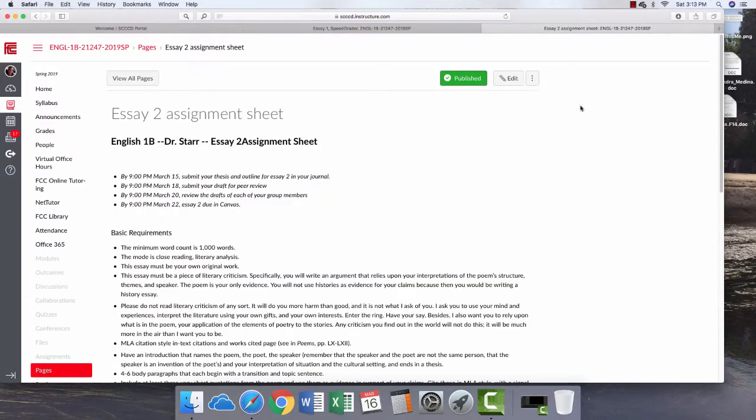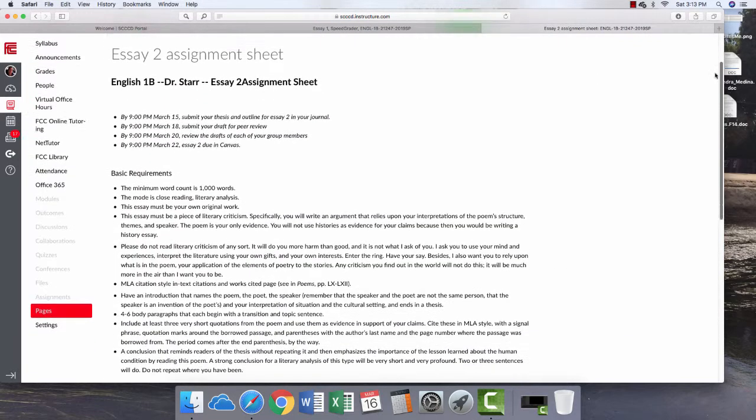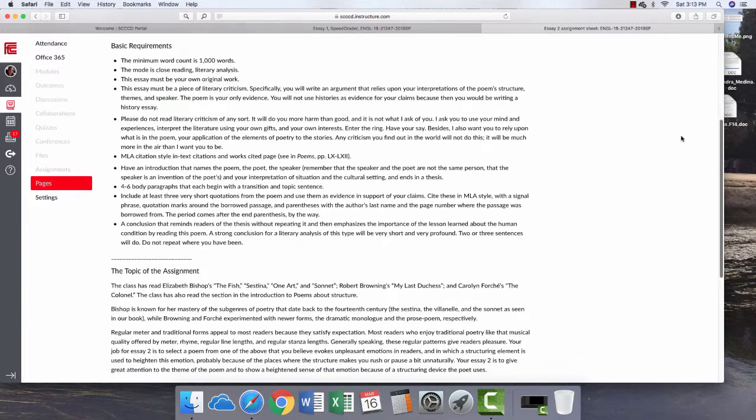Let's go back and remind ourselves of what Essay 2 says. Minimum word count for the final essay is 1,000 words, which is, I believe, a bit over 3 pages, in Times New Roman 12-point double-spaced with 1-inch margins. The mode for this particular essay is close reading, literary analysis.